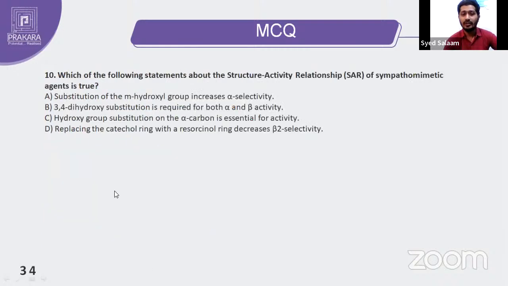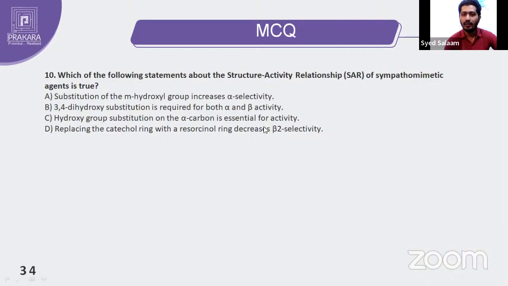Coming to the last question, which of the following statements about SAR of sympathomimetic agents is true? Substitution of M-hydroxyl group increases alpha selectivity. 3,4 dihydroxy substitution is required for both alpha and beta activity. Hydroxy substitution of alpha is essential for activity. Replacing the catechol with resorcinol decreases beta 2 selectivity.